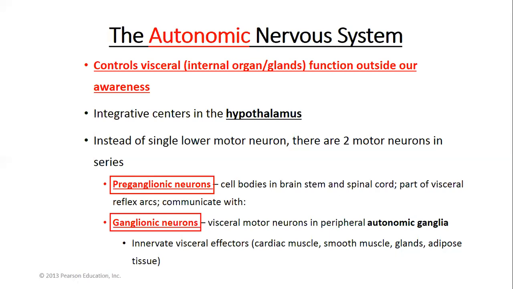So preganglionic neurons, their cell bodies are located in the brainstem and the spinal cord. And their axons leave the brainstem and the spinal cord and synapse somewhere in the peripheral nervous system in a ganglia. So they'll synapse on another cell body where the cell bodies are clustered together in ganglia. Those are called autonomic ganglia. And basically those ganglionic neurons, their axons leave the ganglia and innervate target tissues like cardiac muscle, heart, smooth muscle in like blood vessels and the walls of digestive system organs, glands, and fat tissue, adipose tissue.